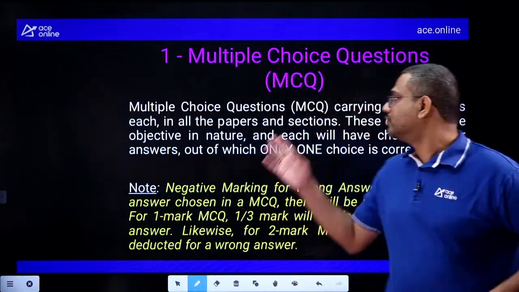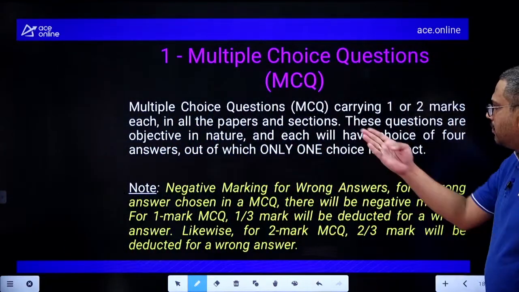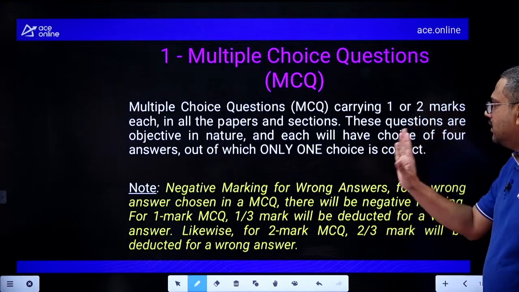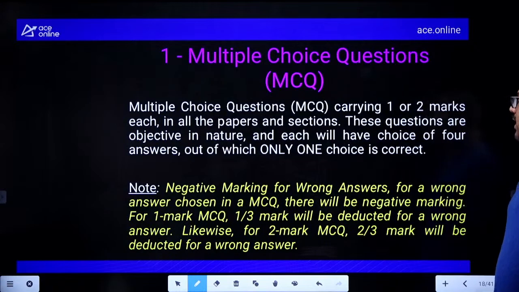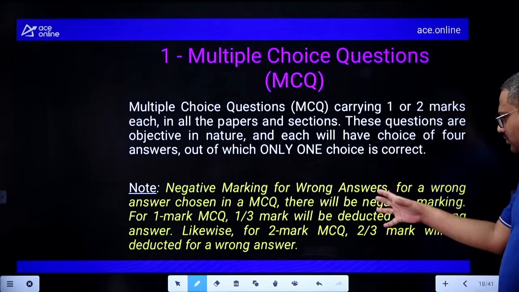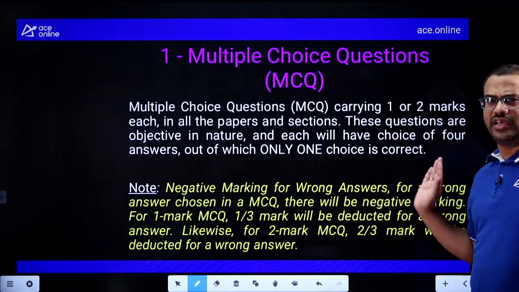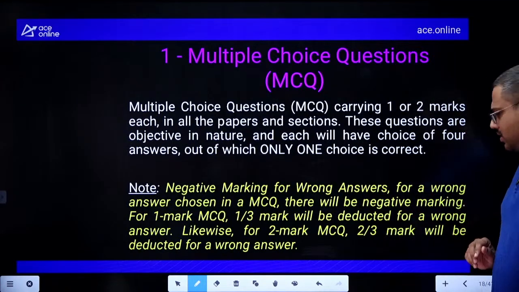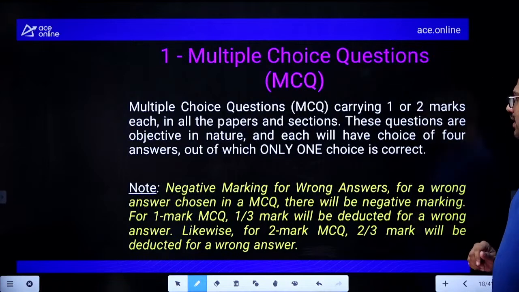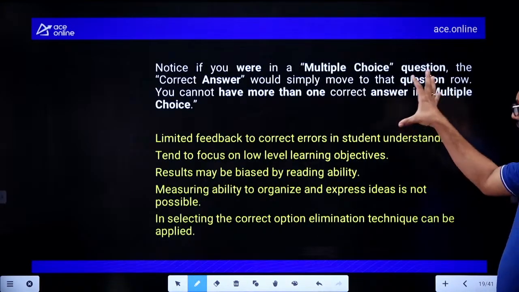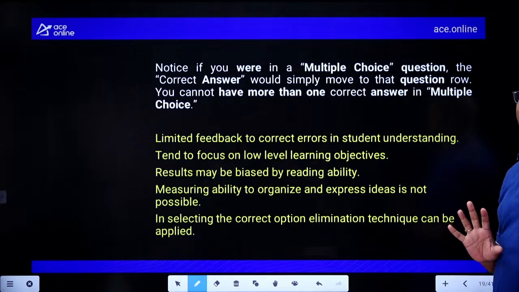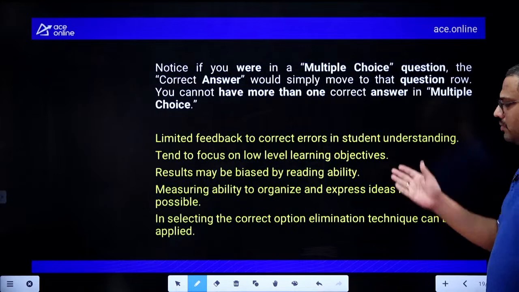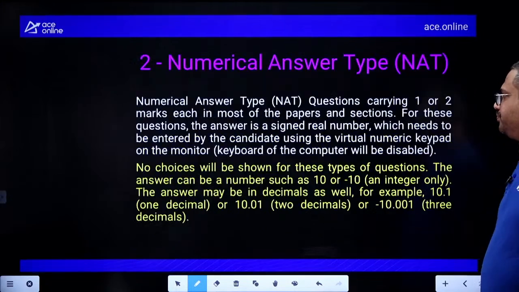Yes, what is this MCQ? Multiple choice questions carry 1 or 2 marks each in all the papers and sections. These questions are objective in nature and each will have the choice of 4 answers, out of which only 1 is correct. Negative marking, etc. I wrote here. Please read carefully. Pause it and read. Okay? Then, how to score more, I gave some suggestions. How to score more, where to be careful, etc. Let us not go in detail because this you should read. I want to give the details very carefully.